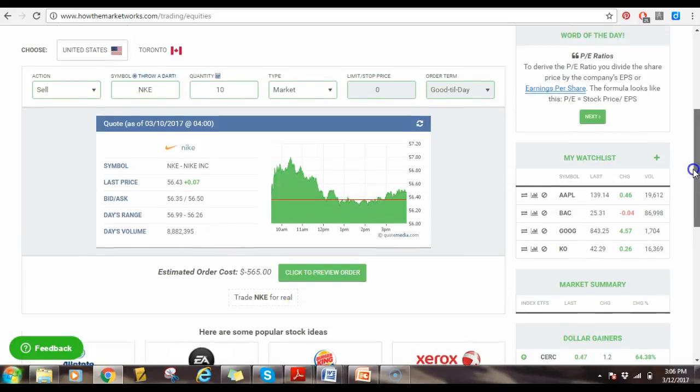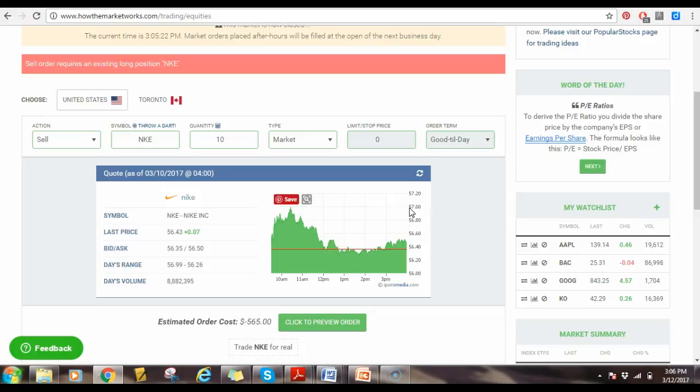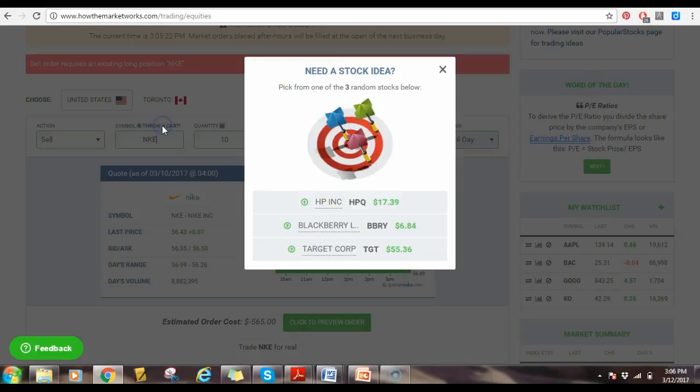Another thing that you can do is, it says sell order requires an existing long position in Nike. Oh, it's probably because it hasn't gone through yet. But anyways, the other thing that you can do is if you don't know what to look at, you can just go here, hit the throw a dart, and it'll give you 3 random ones.